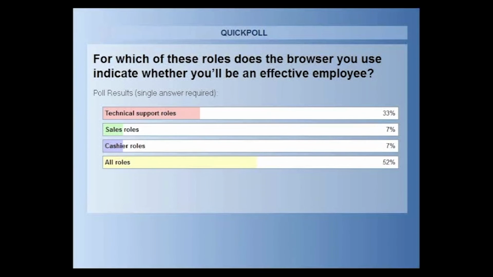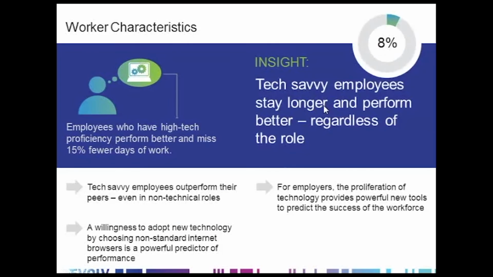Great. All right, so the results show 33% for technical support roles, 7% for sales roles, 7% for cashier roles, and 52% thought that the browser you use actually does matter as a predictor of performance outcomes. So great. Mike? Great. Yeah, and our results essentially are that use of technology, measured in a variety of different ways, is predictive of attrition and performance across essentially every type of role.